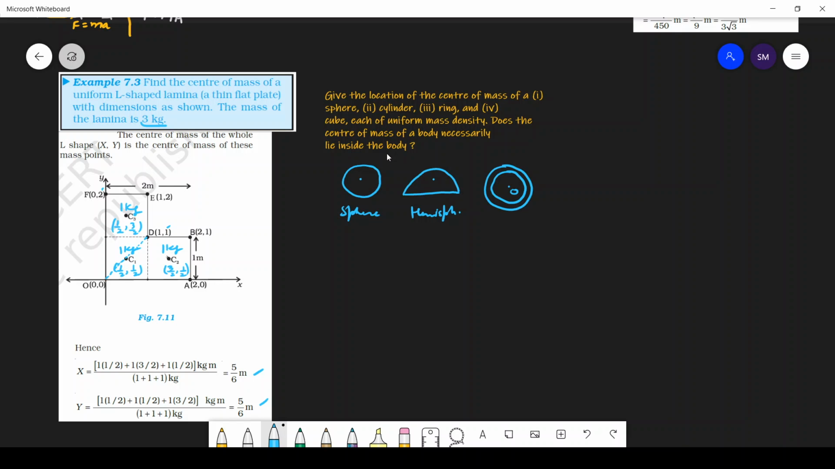So does the center of mass necessarily lie inside the body? No, it's not necessary. Okay. So center of mass may lie outside the body. So you can see in case all of them are hollow, if the sphere is hollow, if I have a hollow sphere, for all the hollow bodies, the center of mass may lie outside the body.